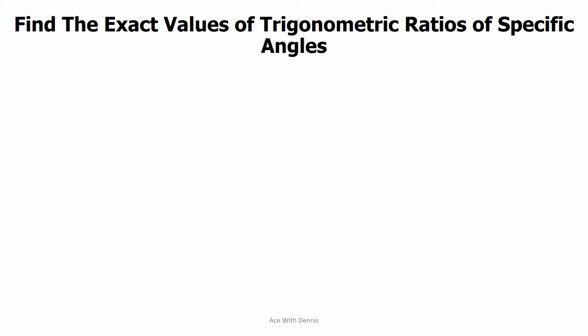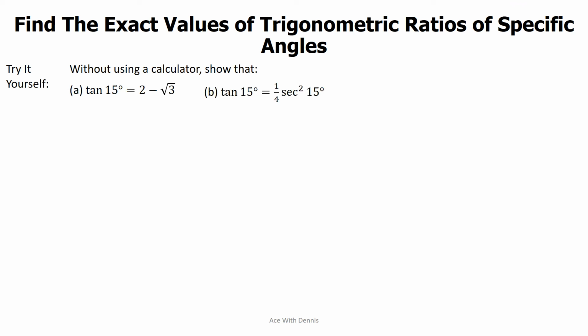Okay, now it's your turn to try this similar example yourself. Without using a calculator, show that A: tangent 15 degrees equals 2 minus root 3. B: tangent 15 degrees equals 1 over 4 secant square 15 degrees. C: cosine 105 degrees equals root 2 over 4 times bracket 1 minus root 3. You can pause the video and try to solve it yourself.